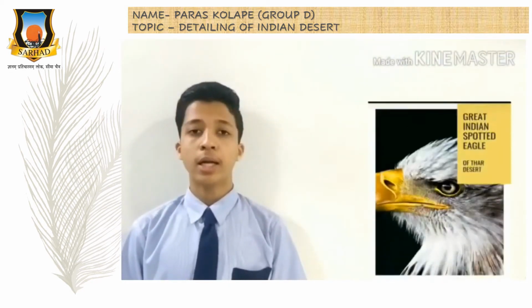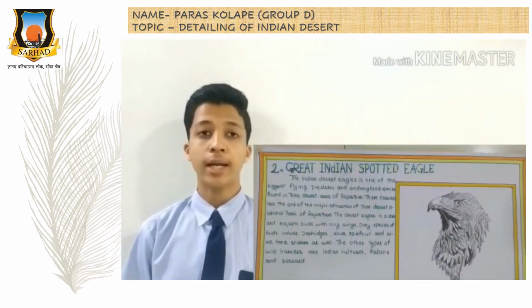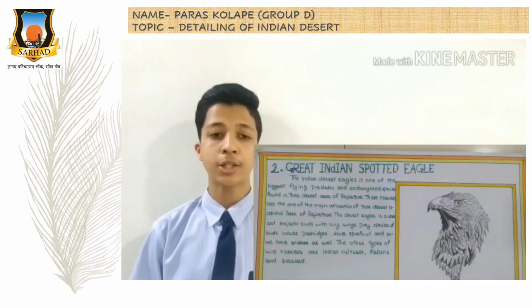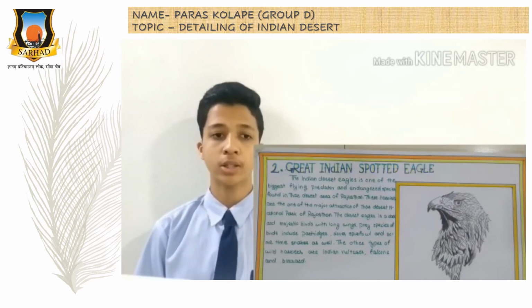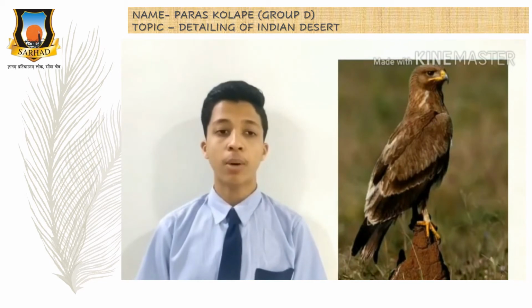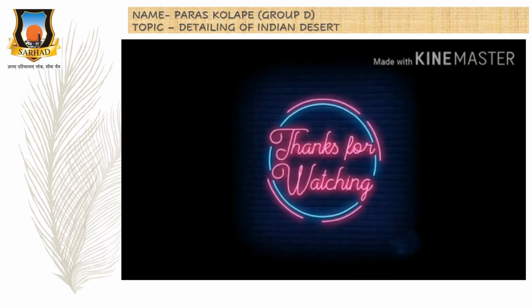Now the fourth and last one is the Great Indian Spotted Eagle. The Indian desert eagle is one of the biggest flying predators and an endangered species found in the Thar Desert area of Rajasthan. The harriers are one of the major attractions of the Thar Desert National Park of Rajasthan. The desert eagle is a dark and majestic bird with long wings. Prey species include partridges, doves, and sometimes snakes as well. The other types of wild harriers are Indian vultures, falcons, and buzzards.